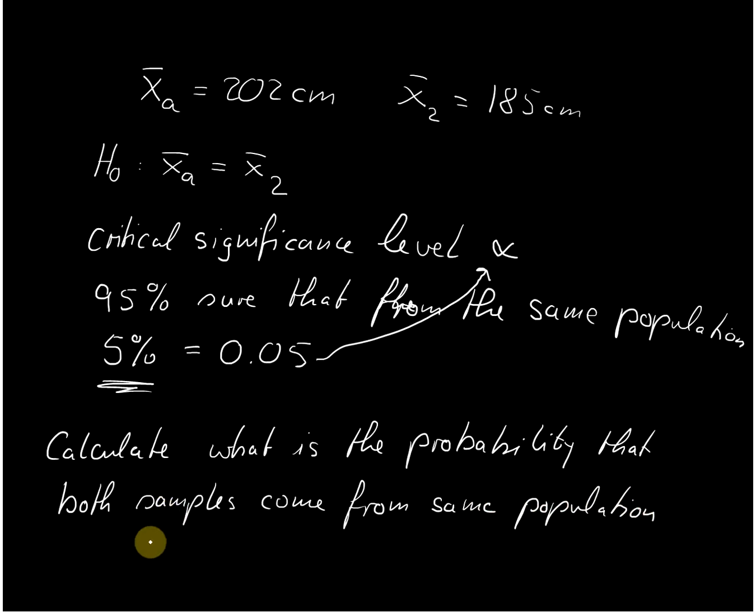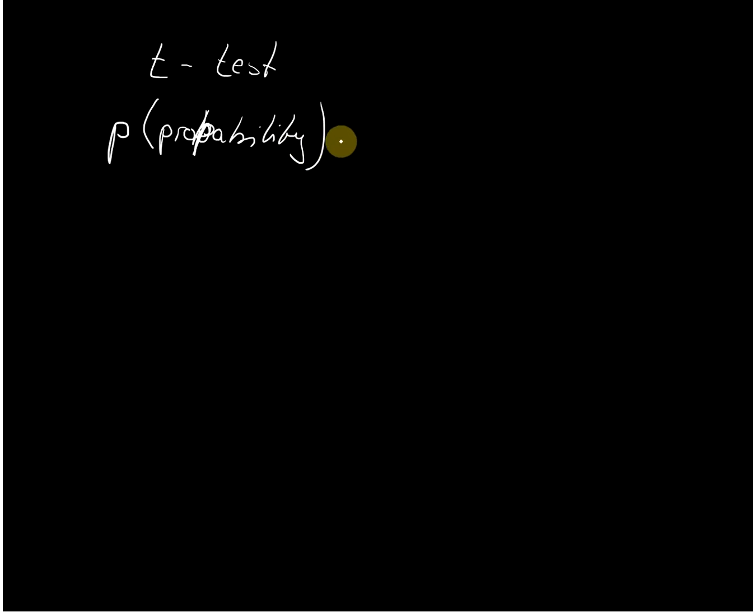And we can do that with a number of tests. One of the most popular tests is what is called the T-test, where we compare both sample means, and we get a certain probability. And this is usually called P. So this is a proper probability. And this probability tells us how likely is it that these two samples come from the same population.